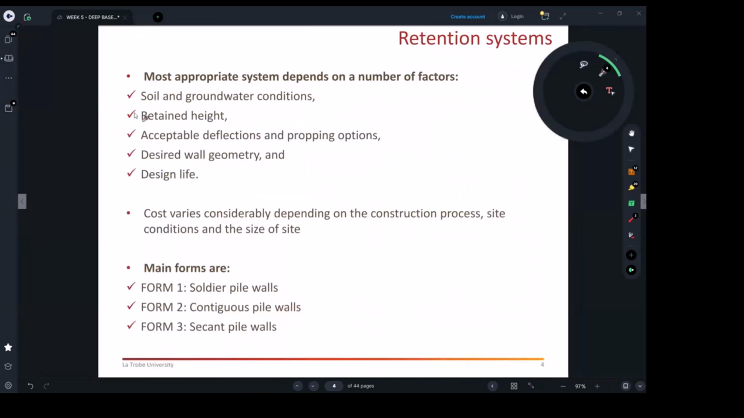What else can we talk about here? The height of the retaining wall. Obviously, whenever we go higher, it's going to be more expensive, more challenging, and take more time to build. Number 3, what do we want to achieve? The deflection criteria. Do we need to have a very stiff, strong retaining wall that does not sag a lot?